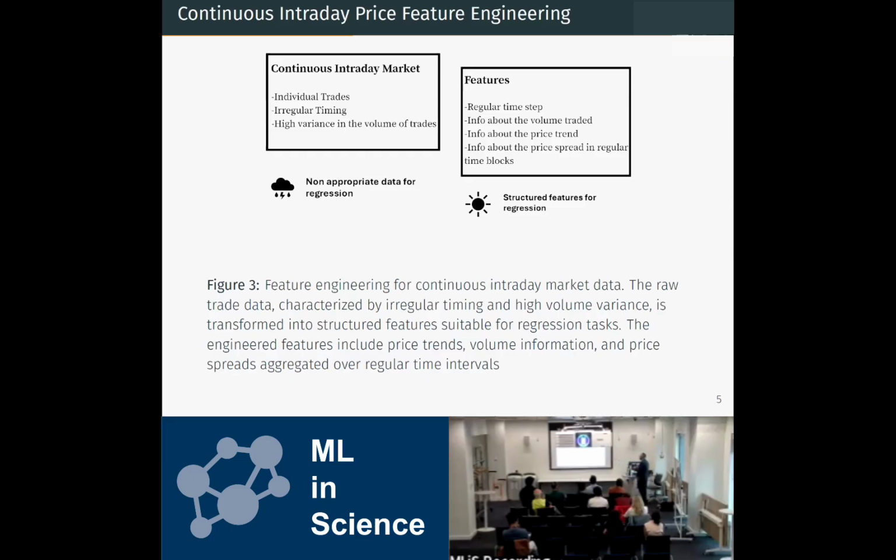It's irregular data, okay? As you can see, individual trades, irregular timing, high variance in the volume of trades. You don't know what the appetite is behind that. So not appropriate data for regression methods, okay? So what we did, we tried to fix the time step in the features that we create. And then we said, okay, we need to incorporate the volume as well, so we use the volume weighted average price.